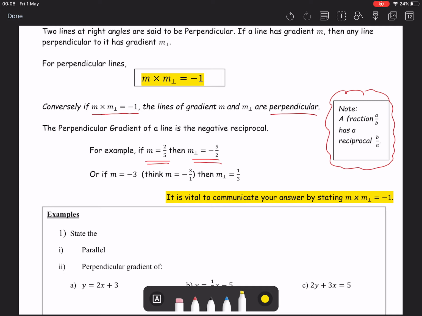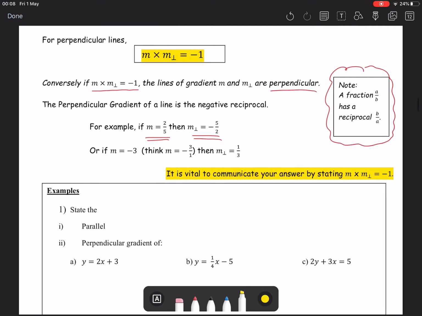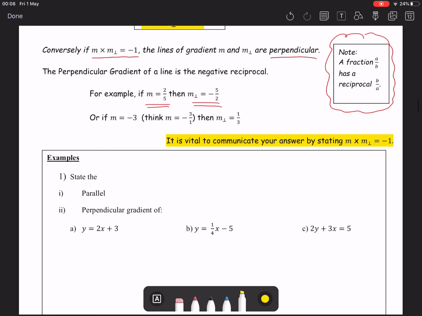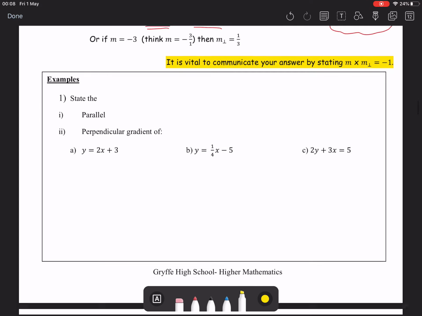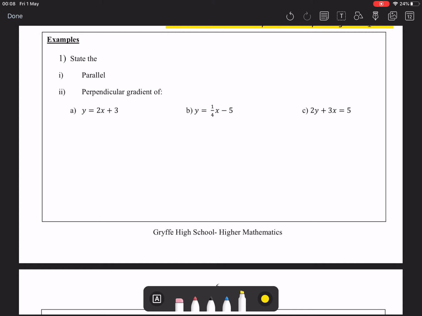When you're working out a perpendicular gradient, it's vital to give yourself the reason behind the working that you're doing. And that's simply by stating the wee statement at the end: m times m perpendicular is equal to minus 1. So, a few examples that we can take. For each of these, we want the parallel and perpendicular gradient of our line.